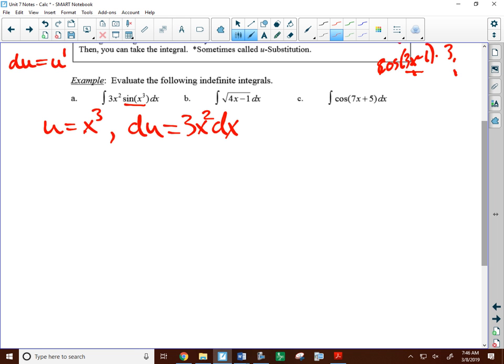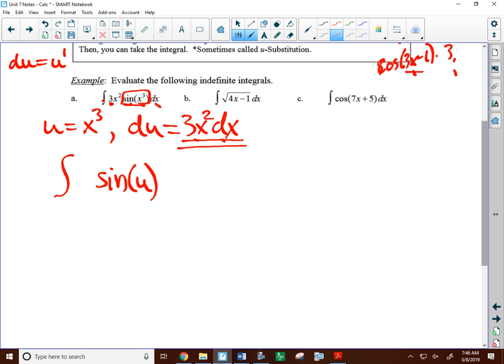Okay, so then let me start to fill this in. I'm going to write the integral, so now I'm going back to here. I'm going to do this part here. I got sine, and then in place of x cubed, I'm putting in u. Now, do we have this outside of sine x cubed? We have 3x squared dx on the outside. Yeah, we do. It's right there.